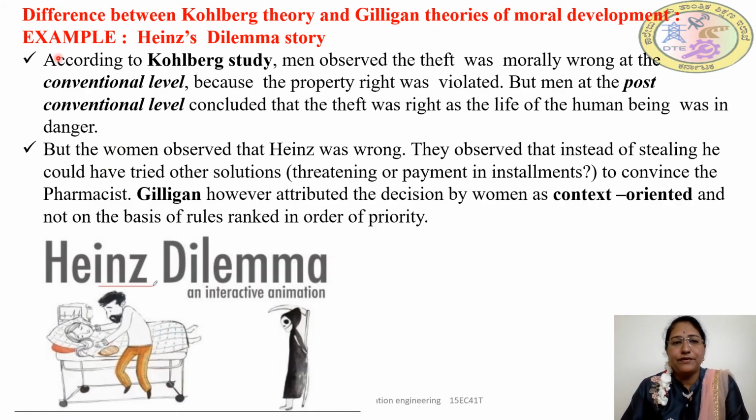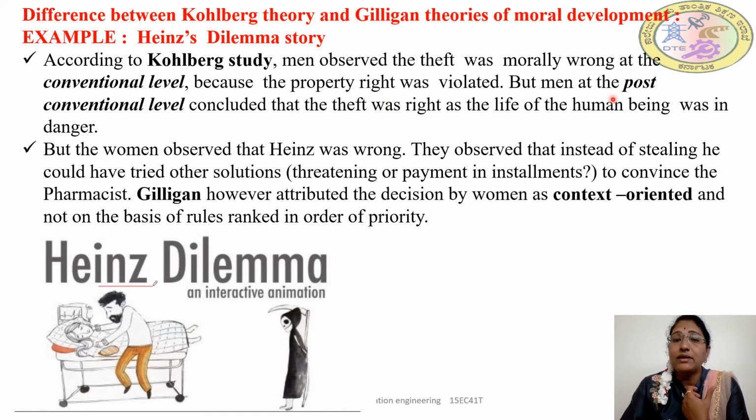Now we can see the difference between Kohlberg's and Gilligan's theories of moral development through this example, that is Heinz's dilemma story, which we saw with the help of the video. From that, let us compare. According to Kohlberg's study, men observed that theft was morally wrong at the conventional level. At the conventional level, how do men think? Theft, here Heinz, is wrong because the property right was violated. He is stealing the medicine, so the property right was violated by him.